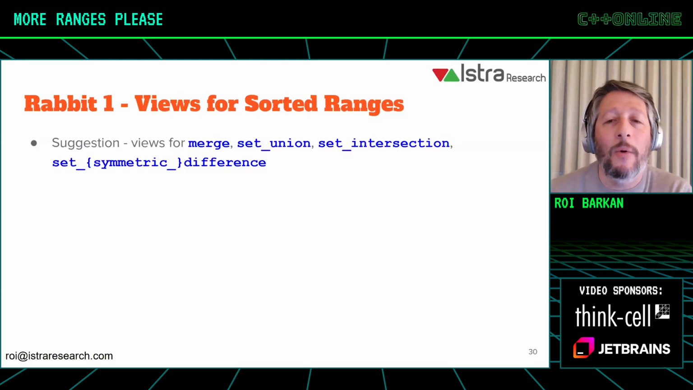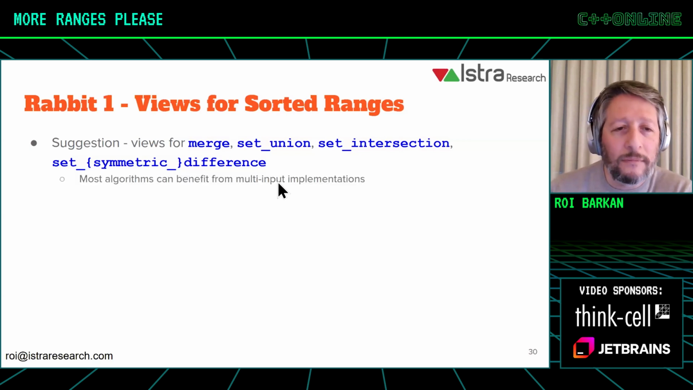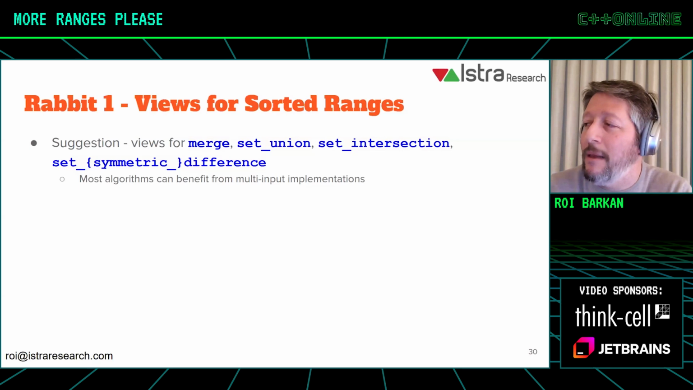So basically, we can create a view that merges its inputs, and create a set union, a set intersection, and symmetric difference. All of these names, they're not my invention. All of them already exist in the iterator version of C++98, but they don't have corresponding views.